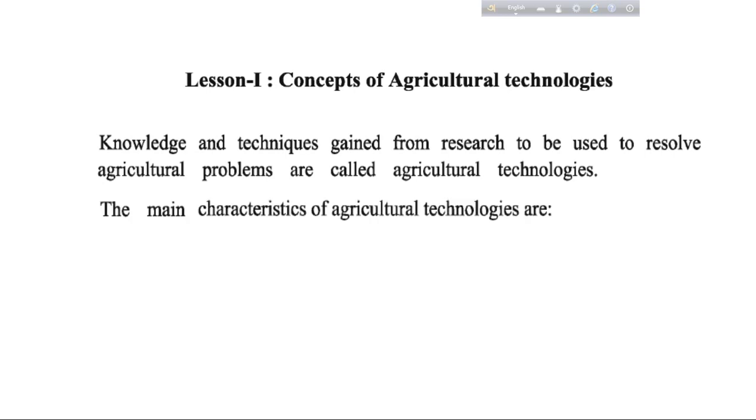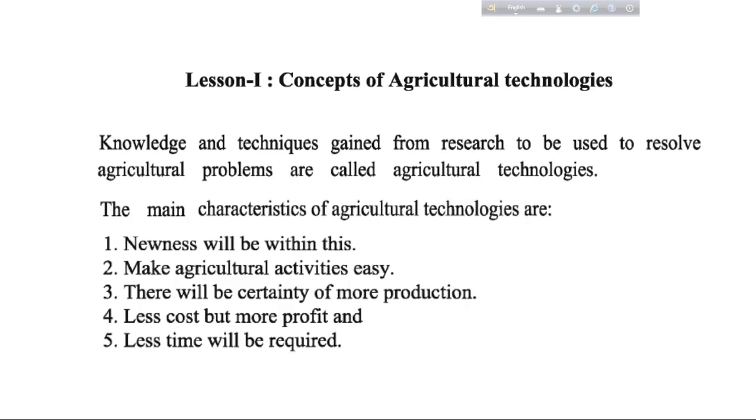The main characteristics of agricultural technologies are: newness will be within this, make agricultural activities easy, there will be certainty of more production, less cost but more profit, and less time will be required.